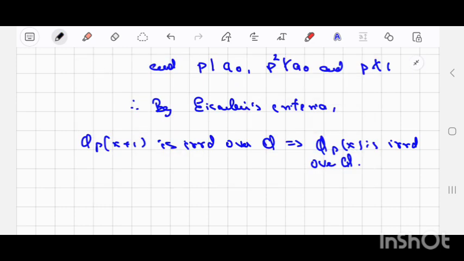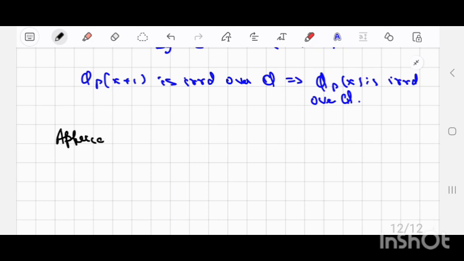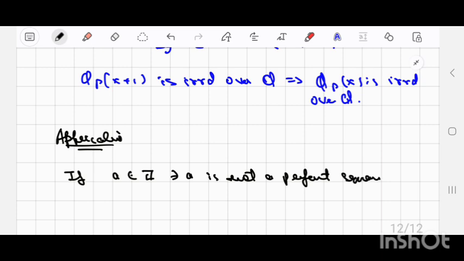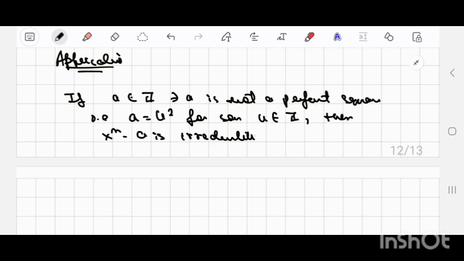The use of this we will see when we get into the study of field theory. There we will be requiring it a lot, but take it as an example for now. Another important application of Eisenstein's theorem is that if, let's say, A is an integer such that A is not a perfect square, that is, I cannot write A as B squared for some B, then x to the power n minus A is irreducible over Q for n greater than or equal to 2.